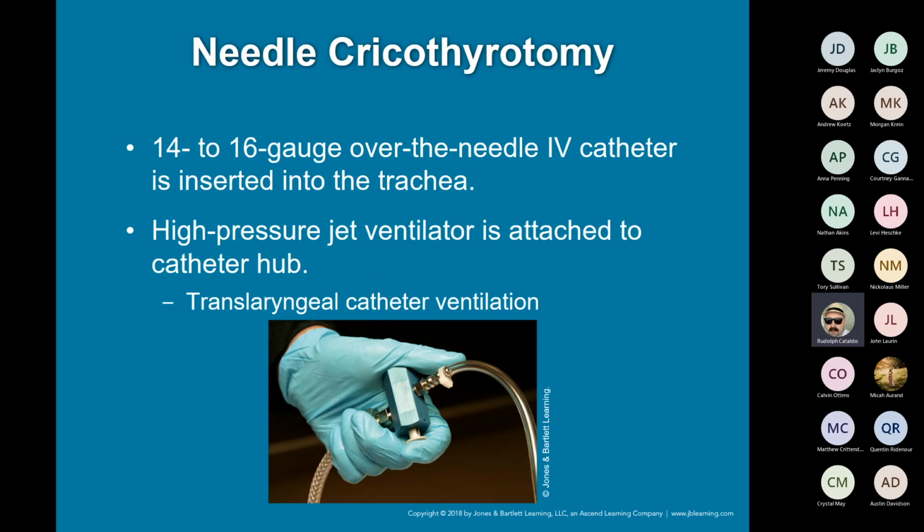With needle crikes, it's often asked, how do you breathe for somebody through a small needle or a small catheter? I'd mentioned the translaryngeal catheter ventilation device. Sometimes they're called transjet ventilators. This will literally hook onto your tube top. A 3.5 millimeter or 3.0 millimeter tube top will fit inside an IV catheter. So that's what we use to connect to the IV catheter once we do a needle crike.